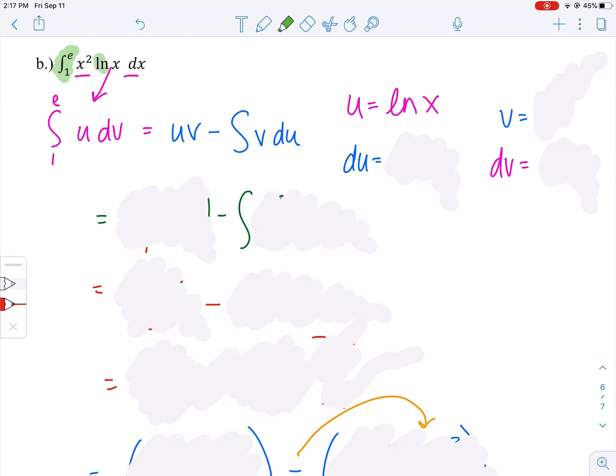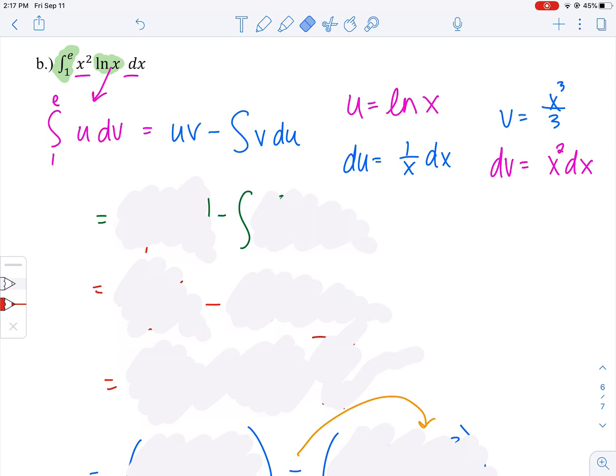So if I use natural log of x to be my u, then the rest of it should be dv. That means the rest of it is x squared dx. If u is the natural log of x, then the derivative would be the derivative of the inside over the inside, or 1 over x dx. If dv is x squared, well then the antiderivative, the integral of x squared, is x cubed over 3.